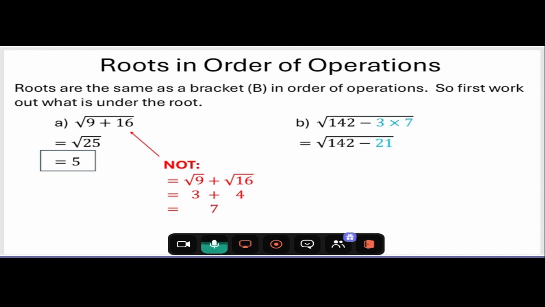So 3 times 7 is 21. Now we can subtract. 142 minus 21 is 121. And now we ask ourselves the question, what times itself equals 121? Again, check down the diagonal of your times table sheet to see if it's there. Sure enough, it is. 11 times 11 is 121. So the square root of 121 is 11.